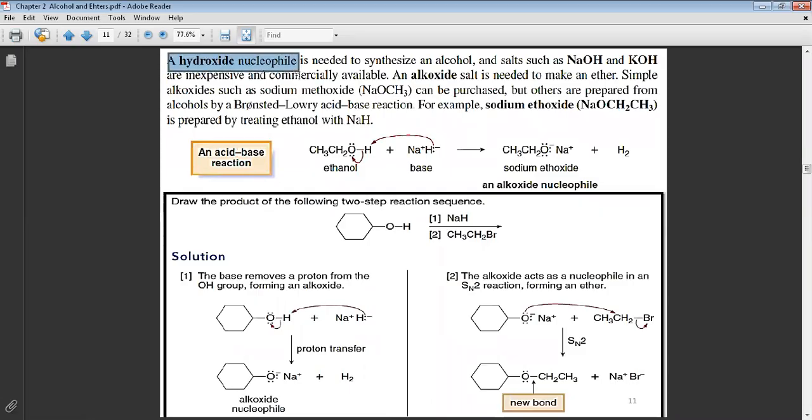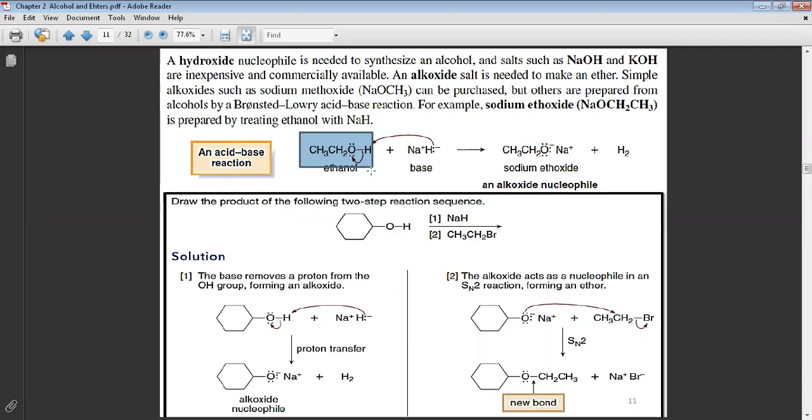Hydroxide nucleophile, alkoxide nucleophile. Okay, that means if I give you an ether that I want to prepare, you have to think about the nucleophile. Where is the nucleophile? How can I prepare the nucleophile? This is the meaning here. If you have ethanol, it is easy to prepare your nucleophile from the ethanol. This is the nucleophile, CH3CH2O. Okay, is alcohol an acid or a base?